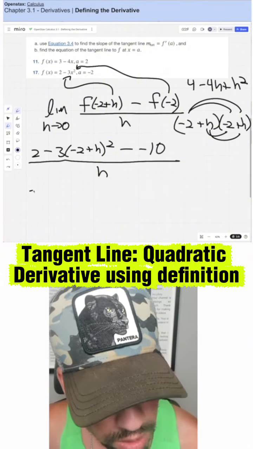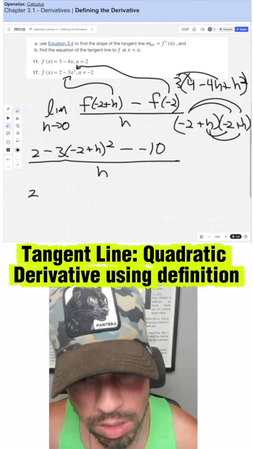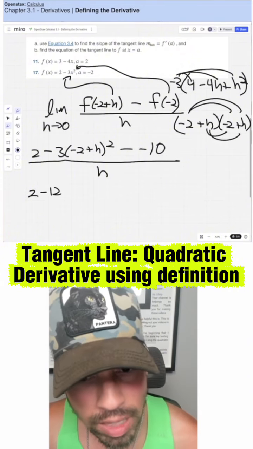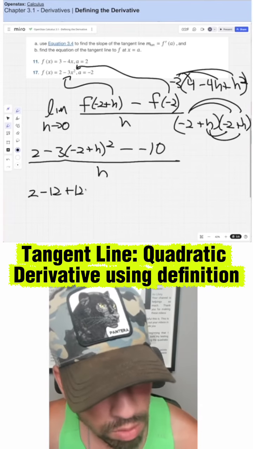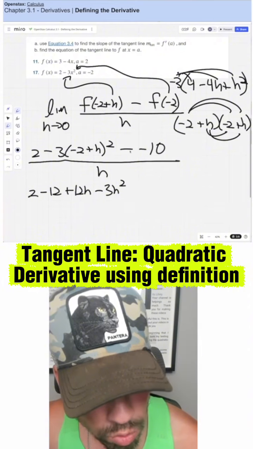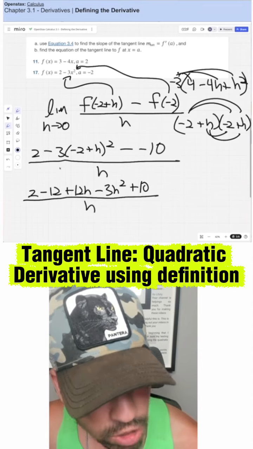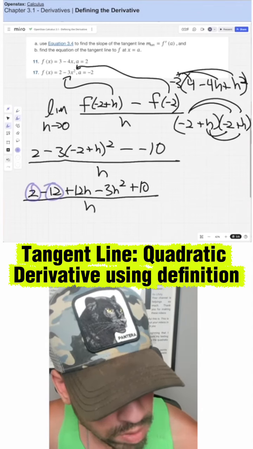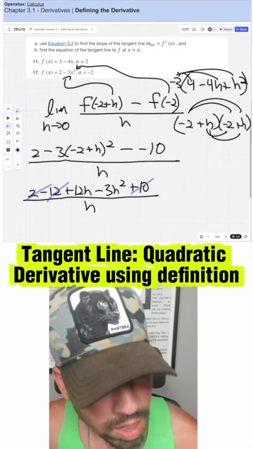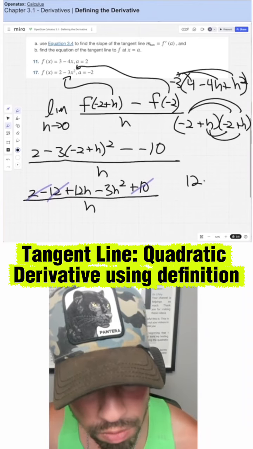So now we can rewrite this whole thing out. 2 minus 3 times all of this, and then we're going to distribute that negative along. So it's going to be -12. -3 times -4 is positive 12h. And then times h squared is -3h squared. Minus negative is a plus, so that's plus 10. And all over h. Now you're going to see that 2 minus 12 is -10 plus 10. Those are all going to cancel out to 0. And then we're going to divide these two terms, since they both have h. We're going to divide them both by h, and then we get 12 minus 3h.